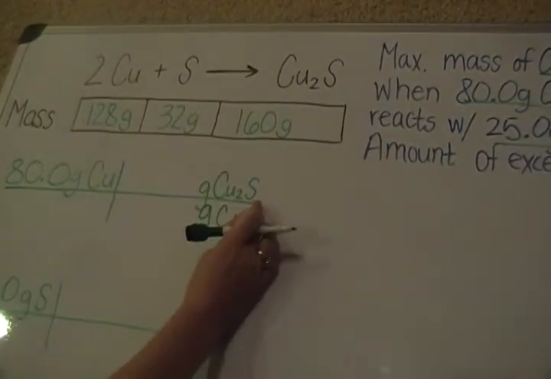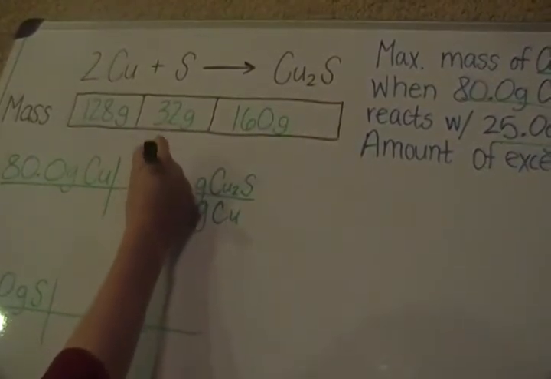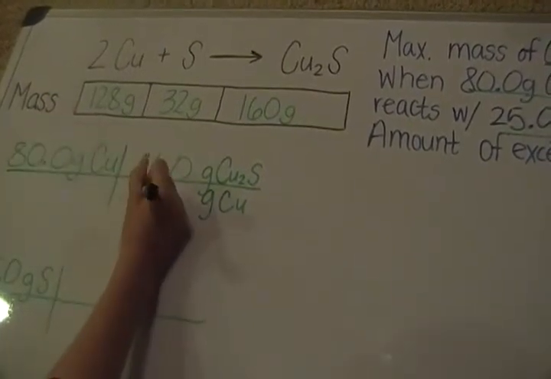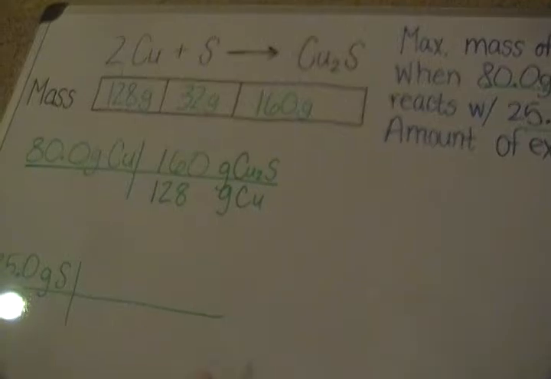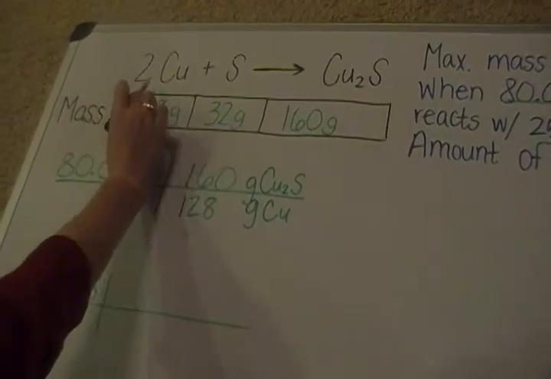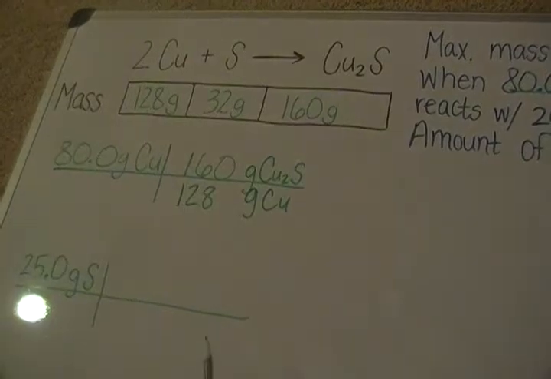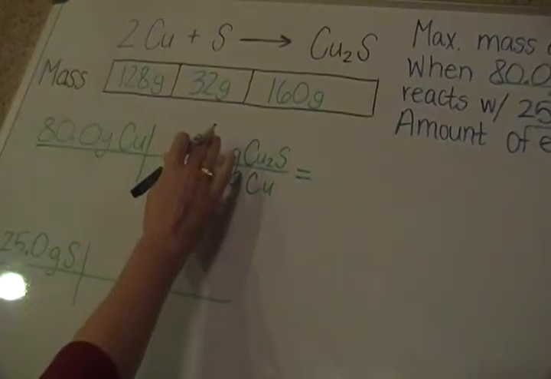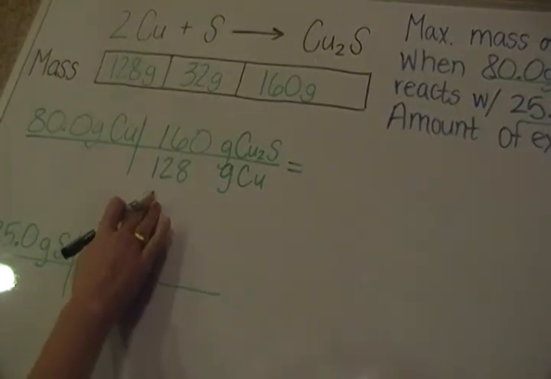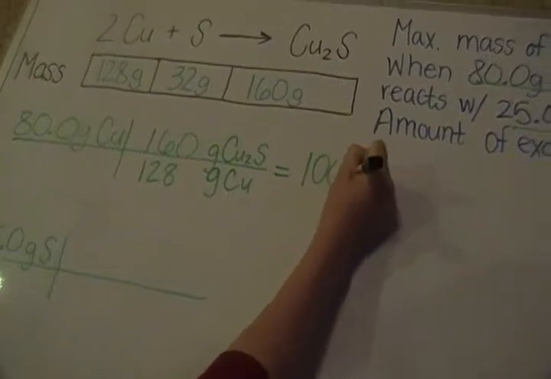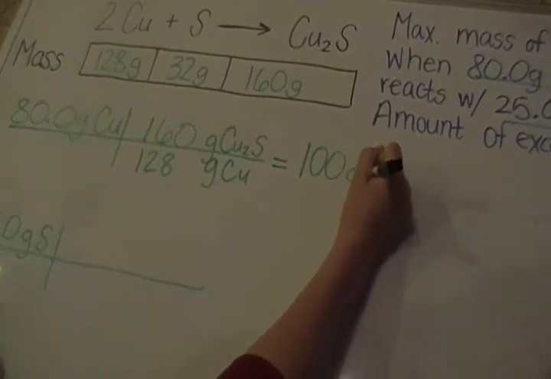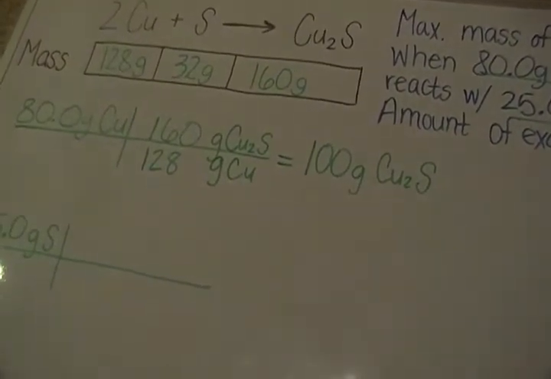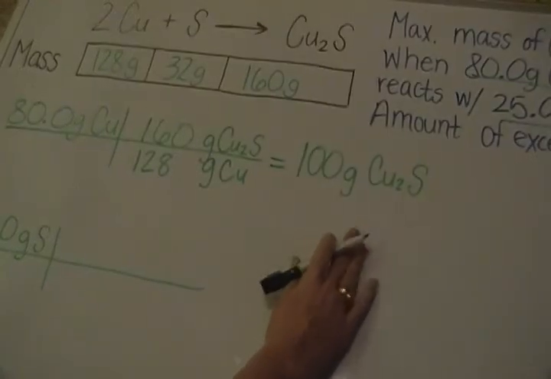So grams of copper 1 sulfide, we have 160, and that's just the molar mass. Grams of copper, we have 128, and that's twice the molar mass. That just saves us the step of having to go through the conversion of 2 coppers to every 1 copper 1 sulfide. And now we just put this in the calculator, multiply 80.0 times 160, take that product and divide by 128, and it gives us 100 grams of Cu2S. Okay, now that's not given in correct significant figures, but we'll worry about that in a minute.